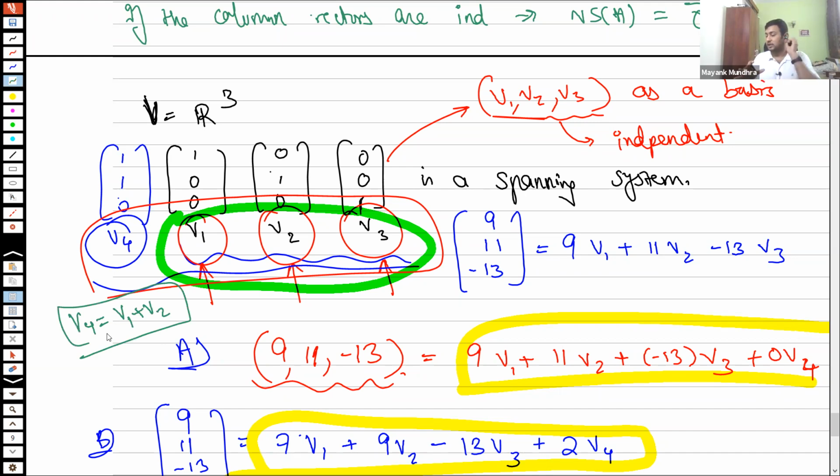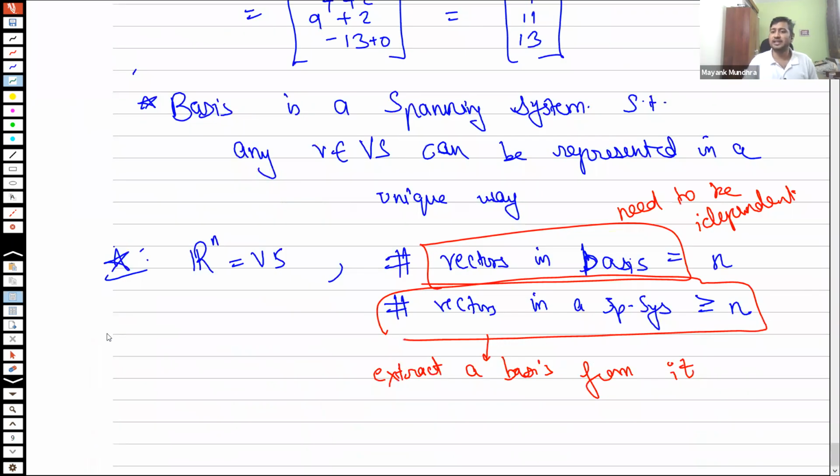So the basis vectors are going to be n independent vectors. And a spanning system is going to be n independent vectors plus maybe some extra vectors, which may or may not be there. So that's a spanning system. A basis is always n independent vectors. A spanning system is a basis plus some additional vectors.